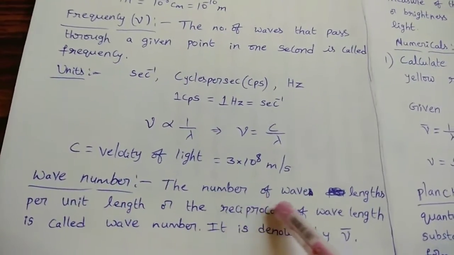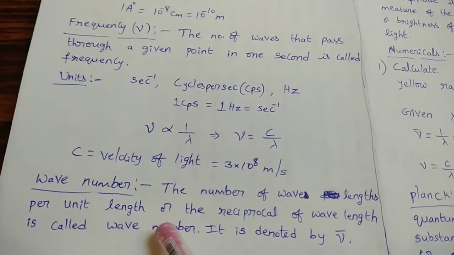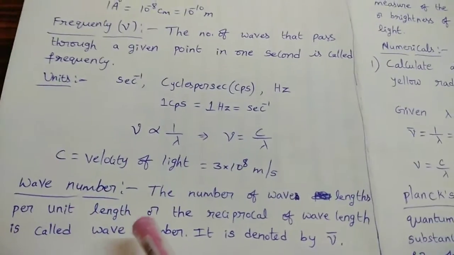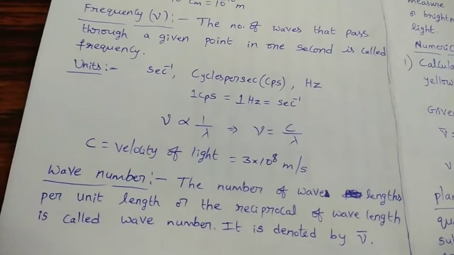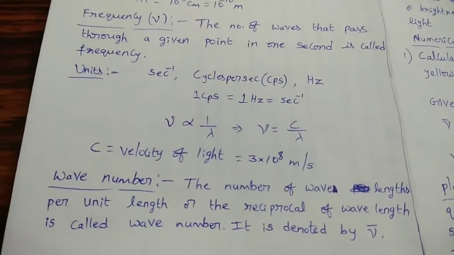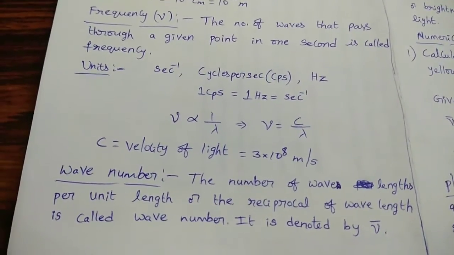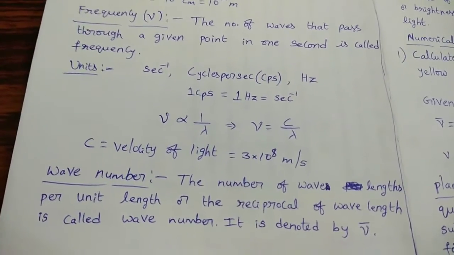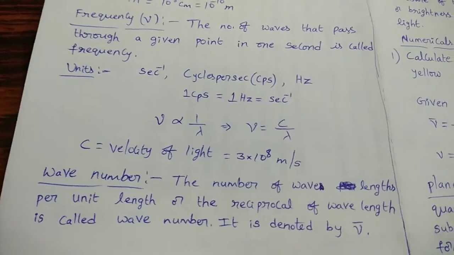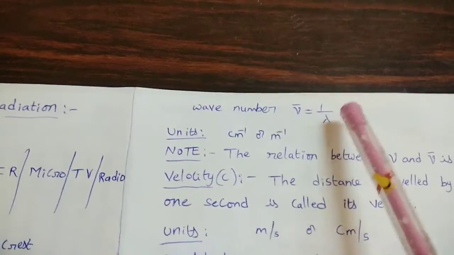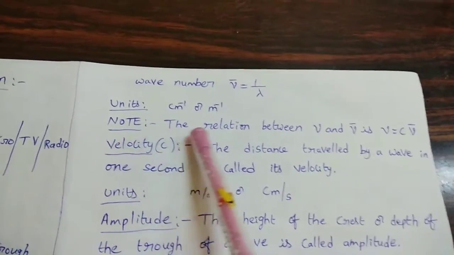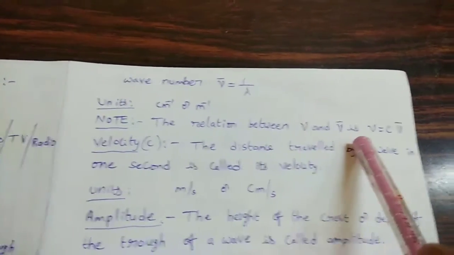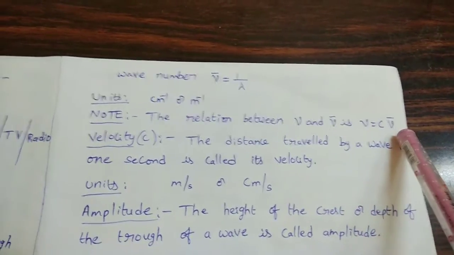Next, wave number. The number of wavelengths per unit length is called wave number. In a particular length, how many wavelengths are present? That is wave number. In 1 centimeter length, how many wavelengths are there? In 1 meter length, how many wavelengths are there? That is called wave number. Otherwise, the reciprocal of wavelength is called wave number. It is denoted by nu bar. So wave number nu bar equals 1 by lambda, units: centimeter inverse or meter inverse. See this important thing: the relation between nu, frequency, and wave number is nu equals c into nu bar.